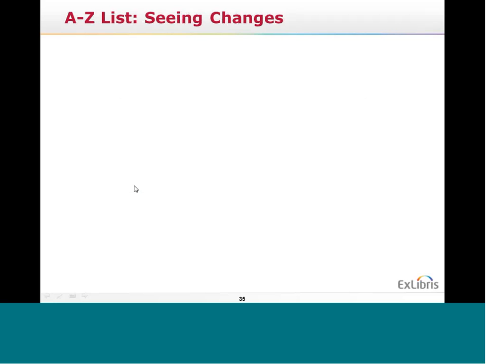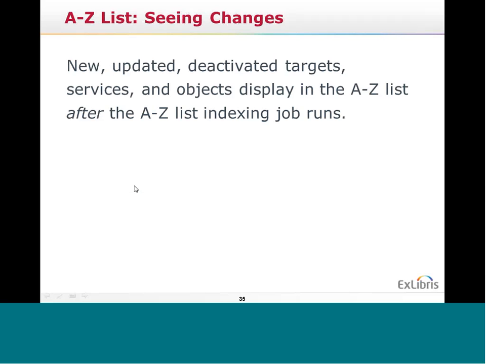Just in terms of how long it will take to see any changes to your targets or objects in your knowledge base. So for example, if you activate a new target or a new object in your knowledge base, it will appear in the A to Z list after an A to Z list indexing job runs. This indexing job typically runs on a daily basis, and your Ex Libris SFX project team will be scheduling this job for you. Just be aware, though, that it may take a day or so before you see any updates in your A to Z list.